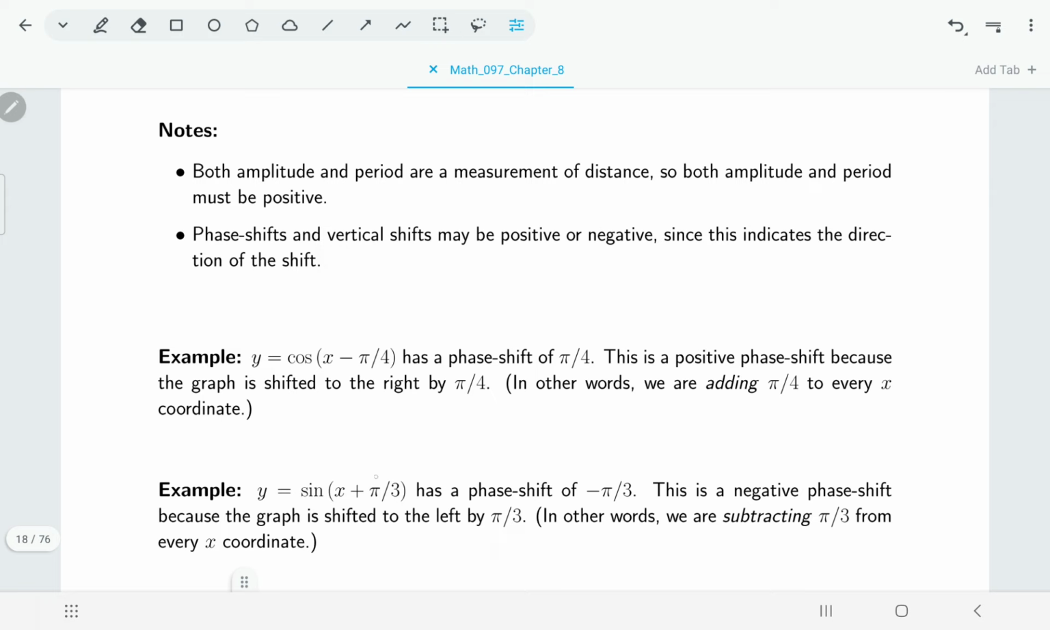If, on the other hand, we were looking at sine of x plus pi over 3, that would have a shift to the left by pi over 3. You'd be subtracting pi over 3 from all your x values. That means your phase shift should be negative. So for that one, I'd say negative pi over 3.